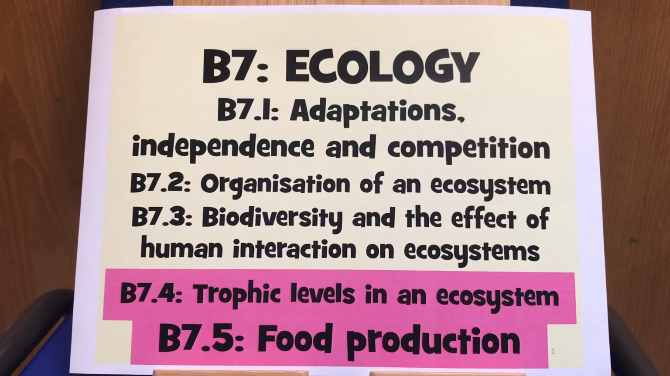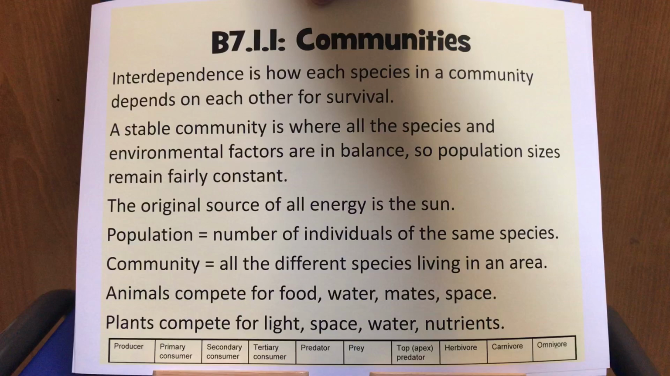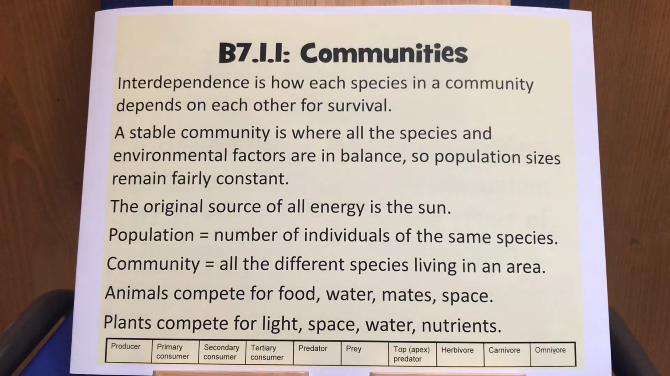This is B7 in a nutshell. This video is suitable for double science students or triple science students, but they will need to also view the triple science content booster pack. So first of all, we started talking about communities and we looked at some key words which we'll cover now.